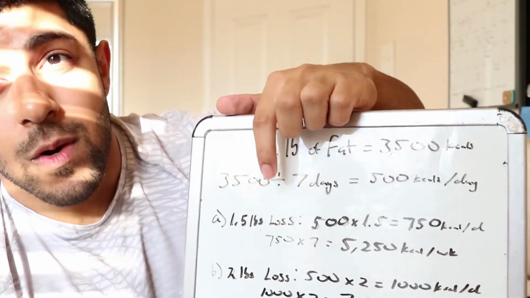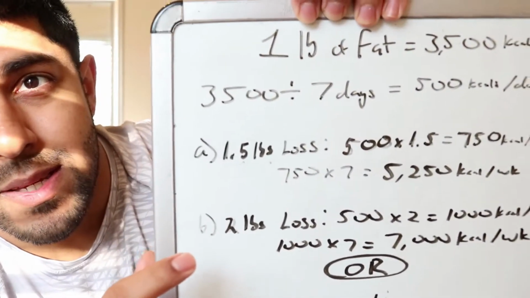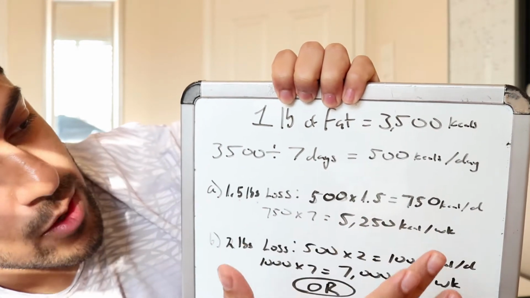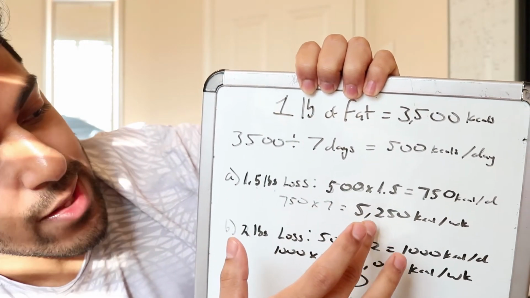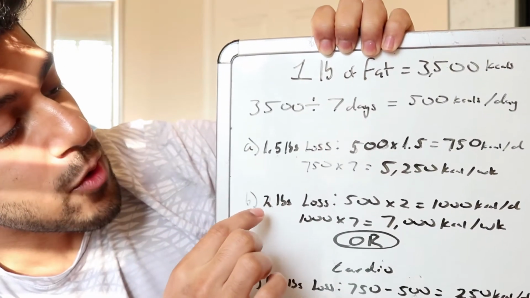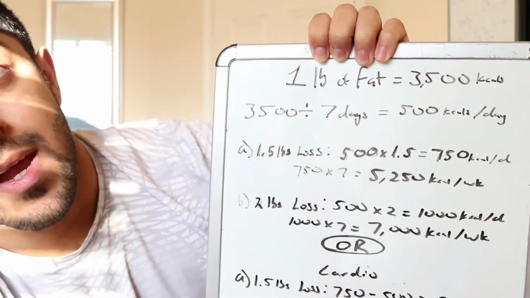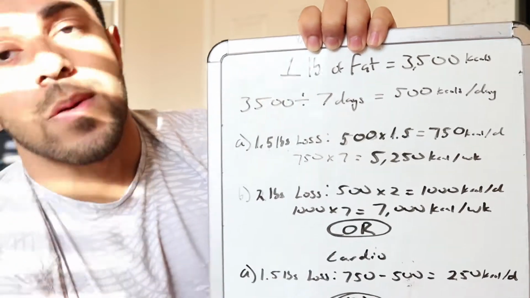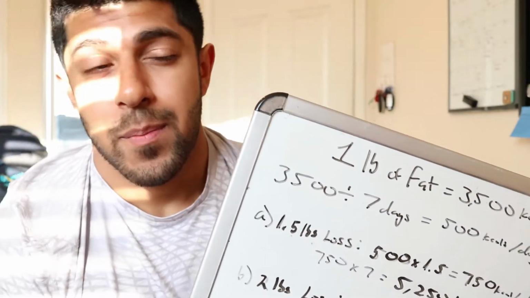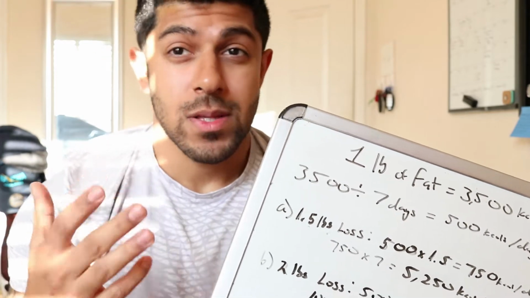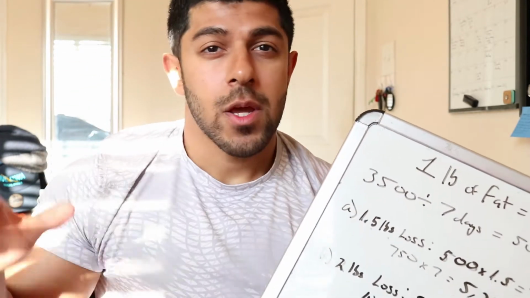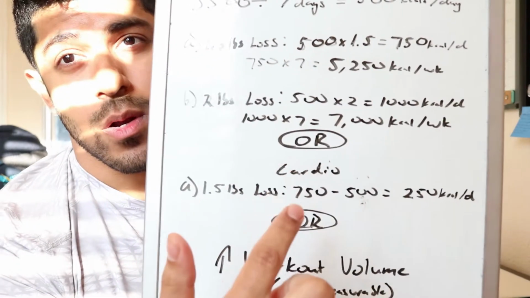But if you wanted to burn 1.5 pounds a week, you just take the same equation, 500 times 1.5 equals 750, which is 5,250 per week. If you want to do 2 pounds, it's going to be 1,000 calories, which is quite a bit, or 7,000 calories per week. Now, when it gets to about 2 pounds per week, a 1,000 calorie deficit is quite extreme. So that's when cardio would start being involved. So that's why I put the "or cardio."